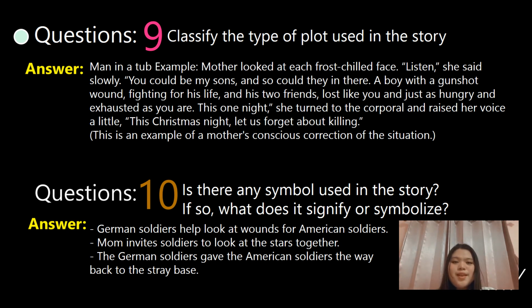And the last question is question 10. Is there any symbol used in the story? If so, what does it signify or symbolize? The answer is: one, German soldiers help look at wounds for American soldiers. Two, Mom invites soldiers to look at the star together. And three, the German soldier gives the American soldiers the way back to their base.